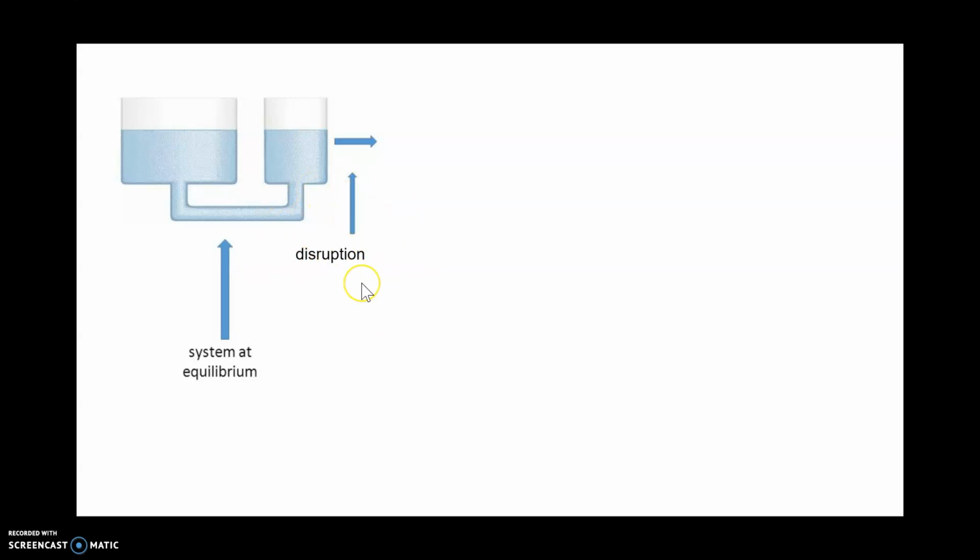So disruption in chemistry is either going to be concentration, which is the amount. So like maybe I'm adding hydrogen, or I'm adding oxygen, or I'm adding water, or the removal of something. That's concentration. Or it can be changing temperature, or it could be changing pressure. So there's some kind of disruption that has happened.